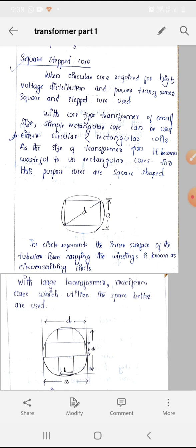With core type transformers of small size, a simple rectangular core can be used, either circular or rectangular cores. As the size of the transformer increases, it becomes wasteful to use rectangular cores. For this purpose, square shaped cores are normally used. So normally we prefer only square shaped cores, because if the size of the transformer is increased, rectangular cores become wasteful. Therefore, we go with the square type core.